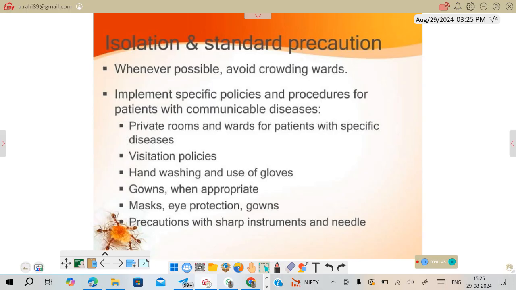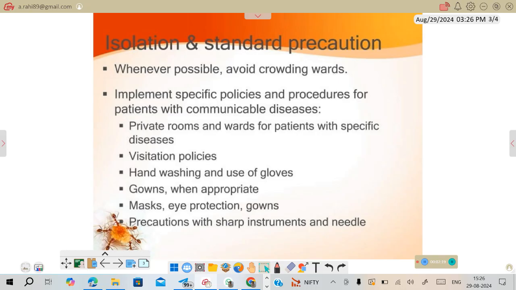There are some precautions for isolation, and standard precautions are used when dealing with infections. Wherever possible, avoid crowding in wards and implement specific policies regarding communicability, like private rooms and wards for that particular type of patient. There should also be a policy for visiting, with a scheduled time like 1 hour in the morning and 1 hour at night. Hand washing and use of gloves should be mandatory.